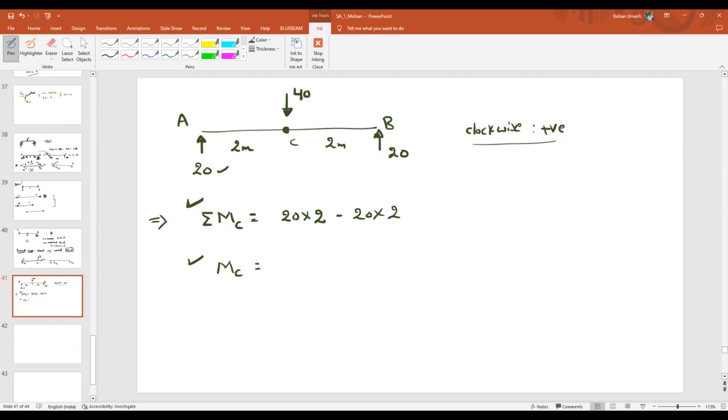So because of this 20, at C moment will develop 20 into 2, that will be in clockwise. So plus 20 into 2. Because of this 20 also moment will develop 20 into 2, and then it is in anti-clockwise, that's why minus 20 into 2. But what if I say moment at point C?